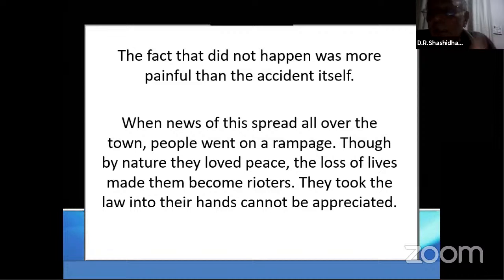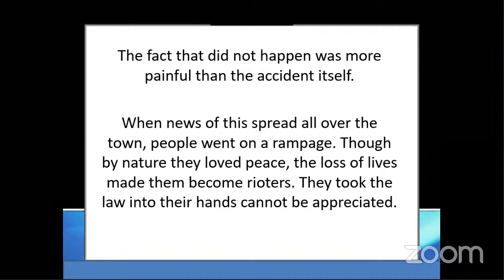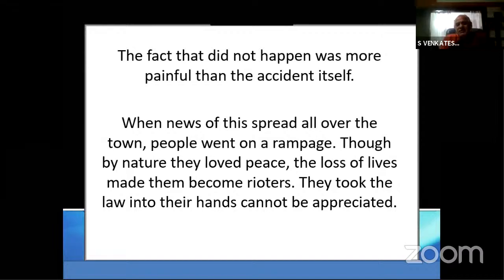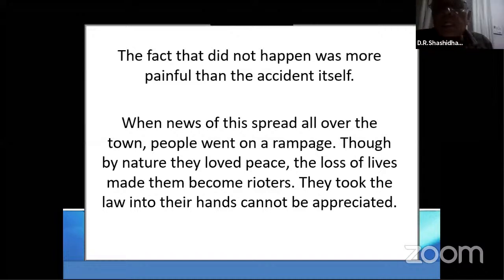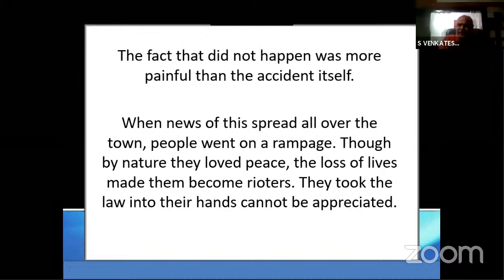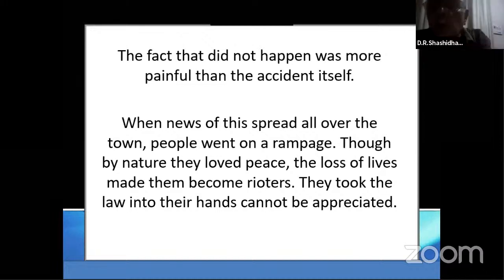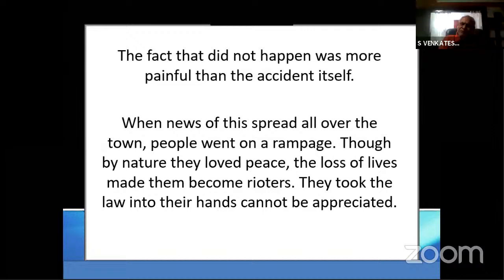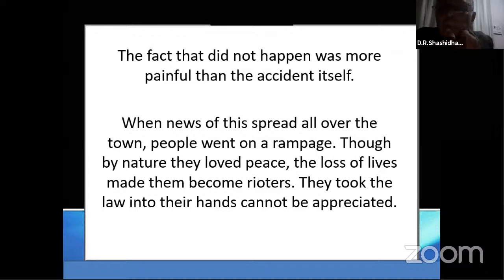Probably I'm deviating from the grammatical part of it. Yes, let us not. That's exactly the point. Let's not worry about my point of view, the inhumanity point of it. The fact that did not happen. What did not happen? People did not take the injured to the hospital. Did not happen meant that the people were not taken to the hospital, by any source.